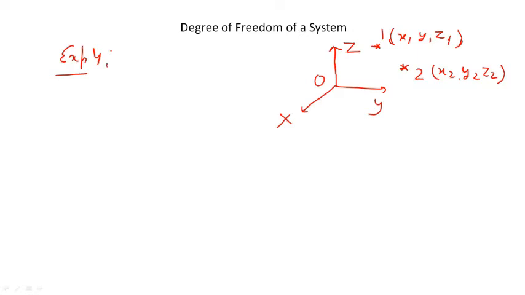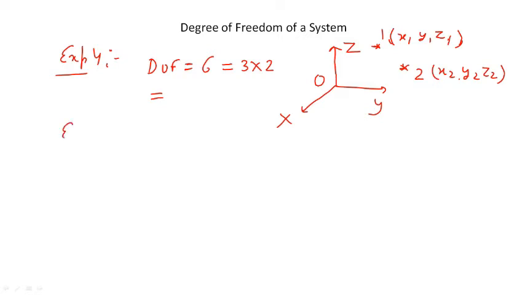So for this dynamical system, the degree of freedom will be 6, because 6 Cartesian coordinates are required to specify the position of this system, or you can write it as 3 into 2. Here 3 is representing the space, and 2 is the number of the particles, right?